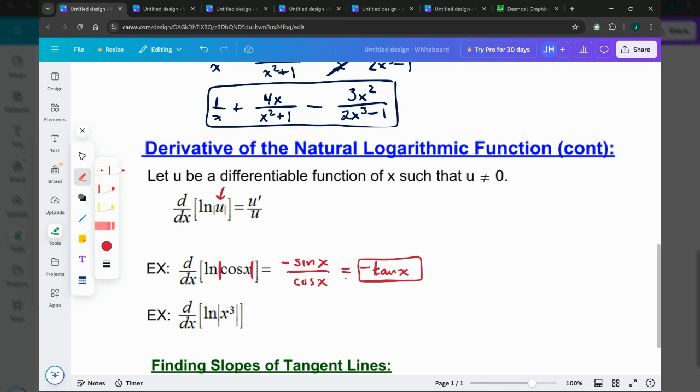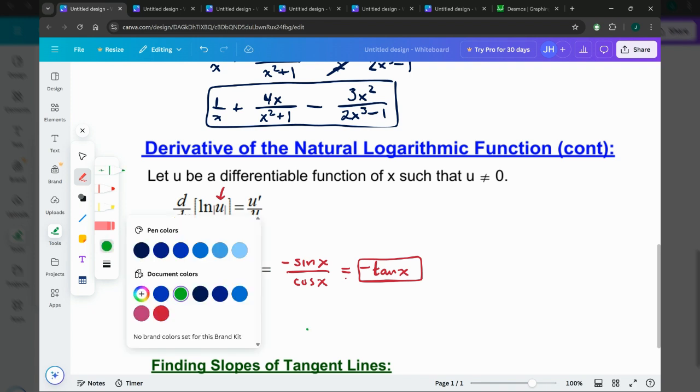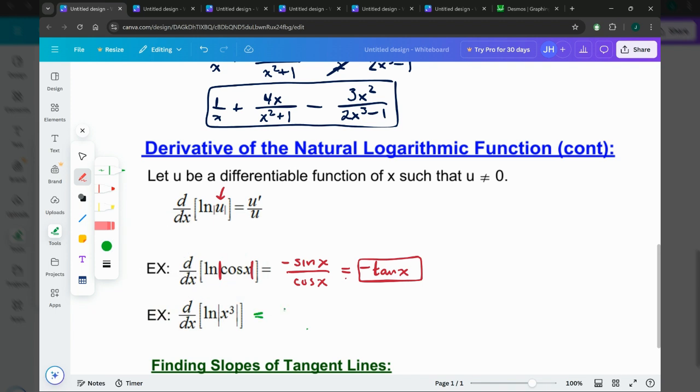Now the next problem, I tell you what, I am going to expand that logarithm first. I'm not going to take the derivative yet. I'm going to bring that 3 out front. And it would still work out. It would be 3 times the derivative of the natural log, which would be 1 over x. So this would be 3 over x. Hey, wait a minute. I have another idea here.